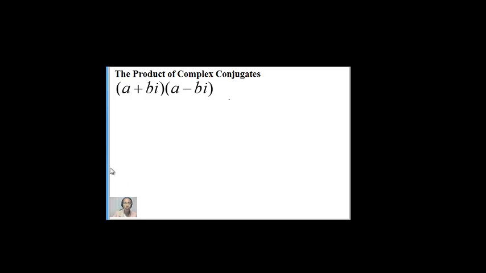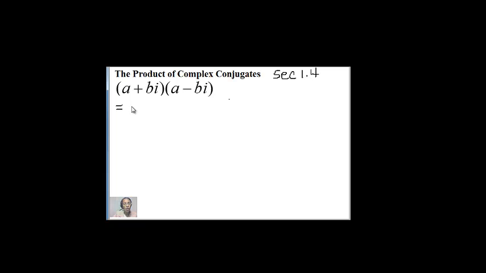Hi, it's Professor Jones. Let's take a little closer look at the idea of the product of complex conjugates that was discussed in section 1.4. So we said that a product of conjugates, if A plus BI is a complex number, A minus BI is its conjugate. The product of conjugates always gives a real number.